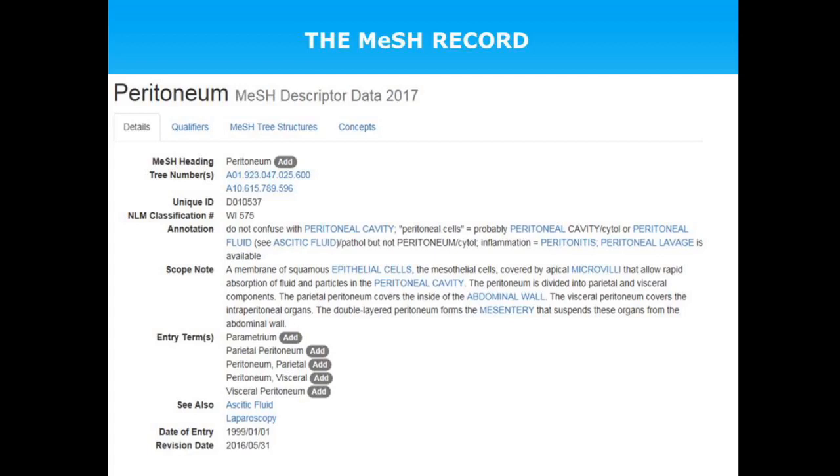Annotation, I told you what annotation is: adding a note, used for this purpose only, giving specific information in the context where it is used. Do not confuse peritoneum with peritoneal cavity. That is different, that's what they're conveying. And they're giving a scope note: a membrane of squamous epithelial cells.